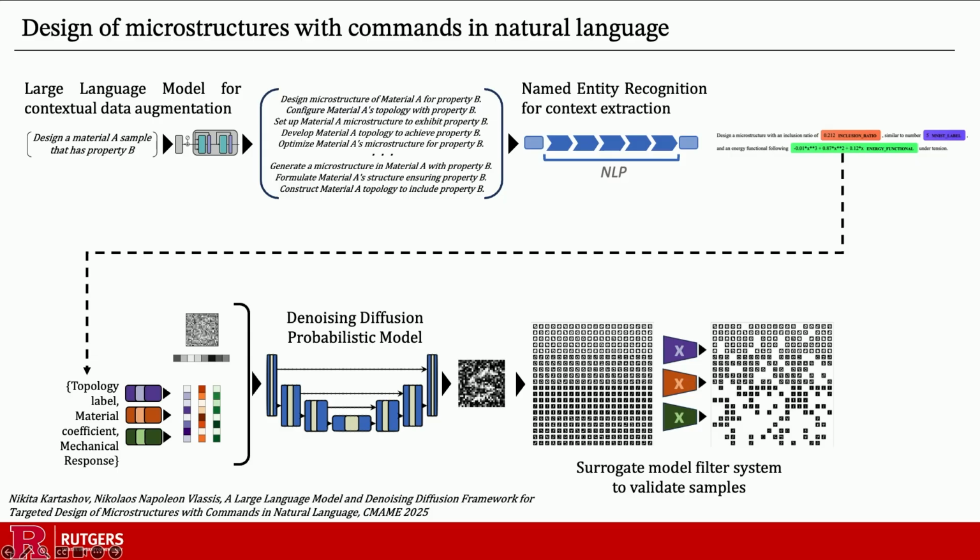Maybe you just want to type a sentence and generate a structure that has the behavior you describe. So we set up a system of 2 agents, a natural language agent and a DDPM similar to before. The natural language agent expects a sentence, then performs named entity recognition, extracts important descriptors and feeds them to the DDPM to generate microstructures, and then we select the ones that we actually want to keep.